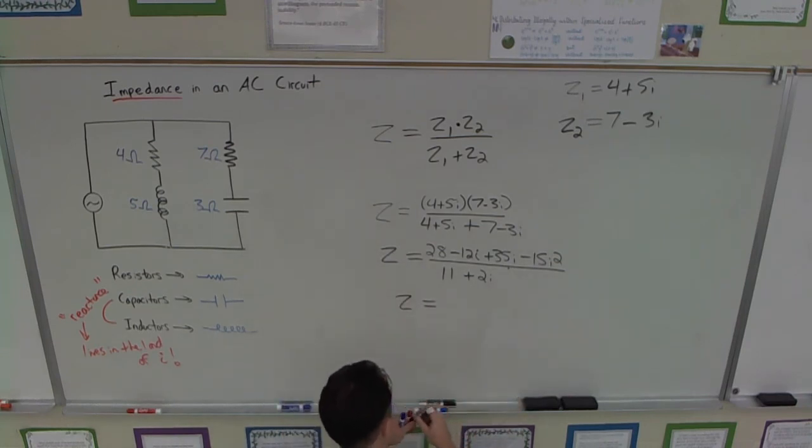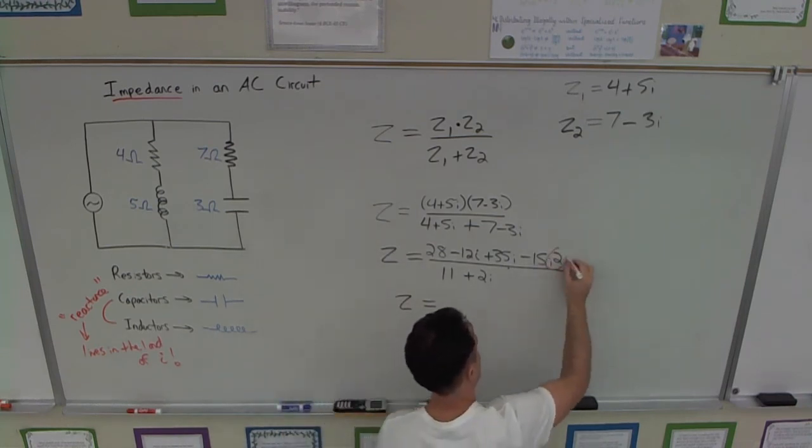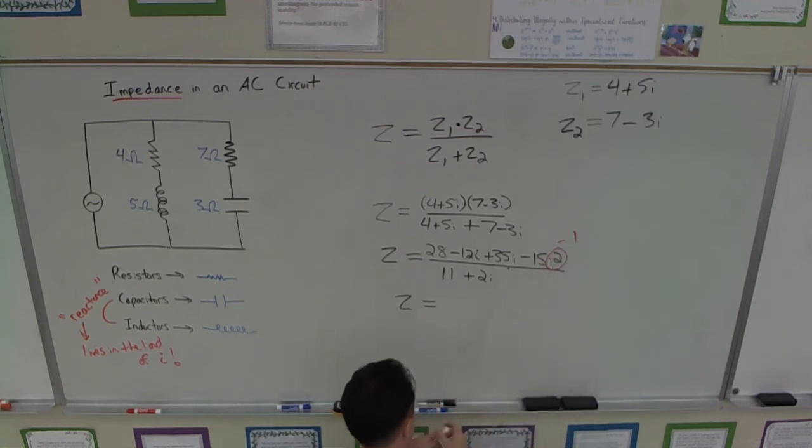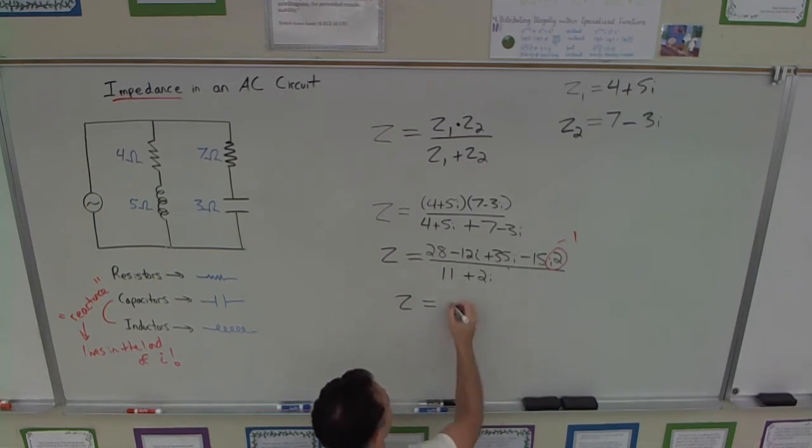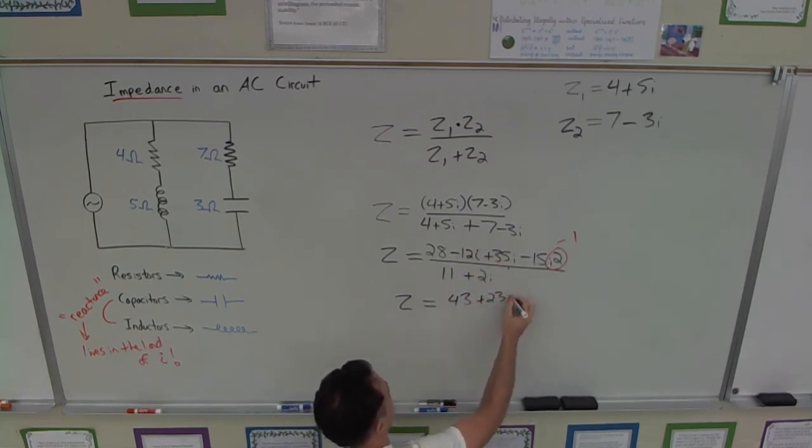So we remember that i squared is negative 1. So that's going to be plus 15. So what's 28 plus 15? Well, it's 43. And those are like terms right there. They're both i, so I'm going to have 23i. So there's the top simplified, and on the bottom I've got 11 plus 2i.